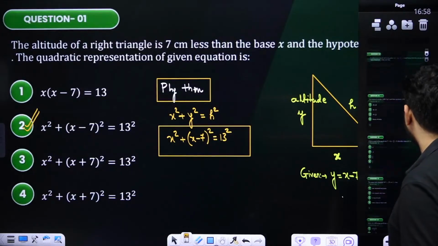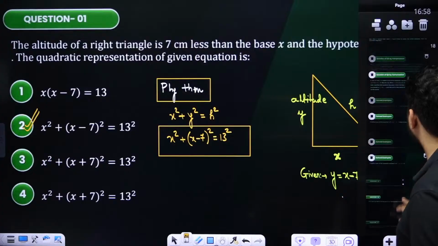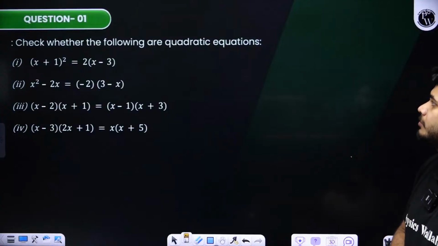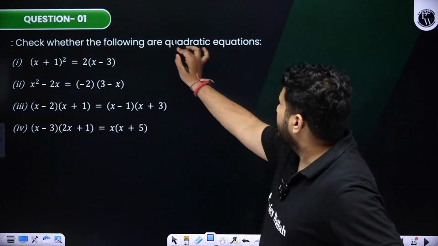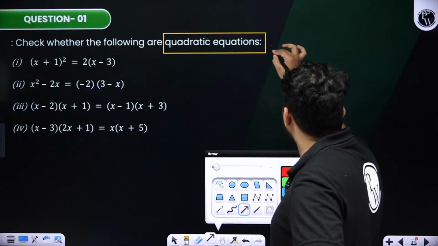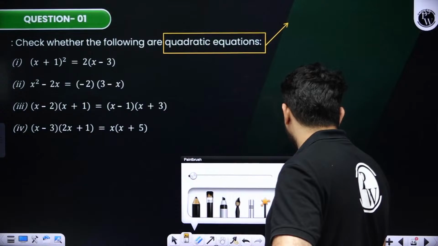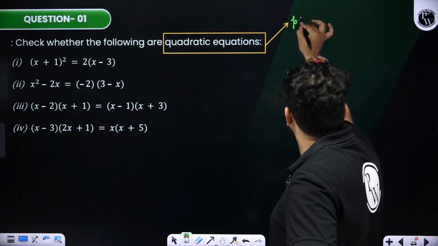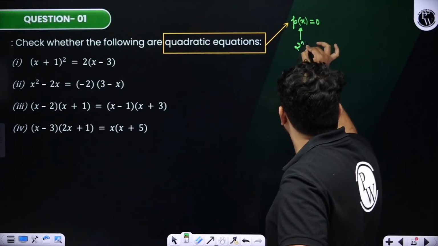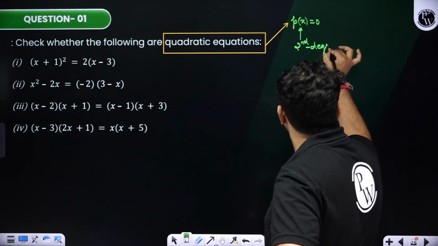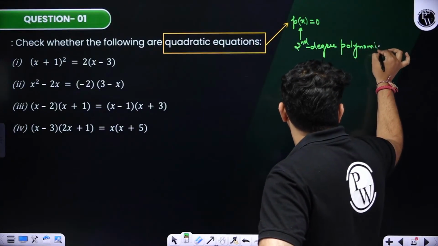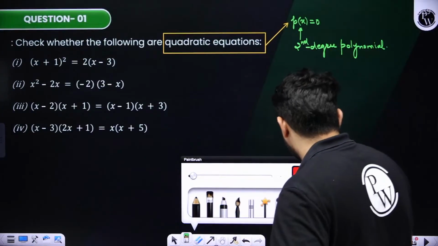Good. So we will finish a few theory points again and come back to MCQs. Now they are telling to check whether the following are quadratic equations or not. A quadratic equation should be of the form p of x equals 0, where p of x should compulsorily be a second degree polynomial. Understood, everyone? Yes.